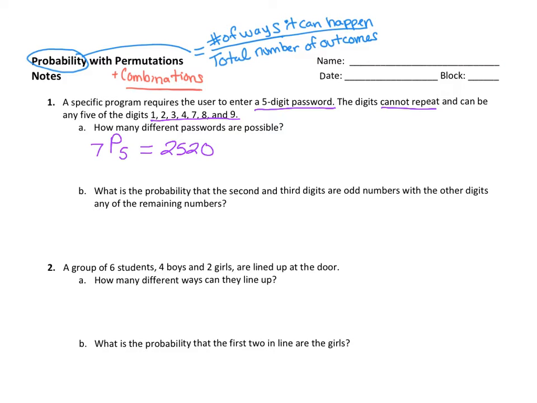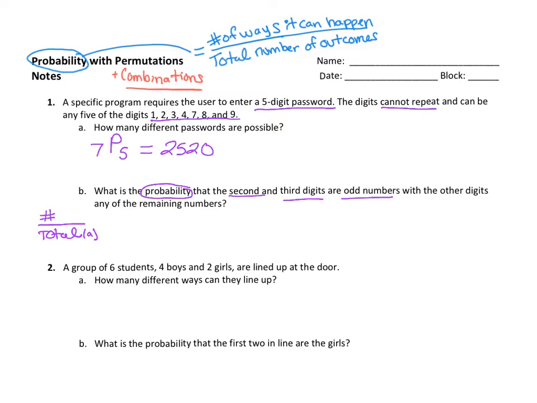Okay, so now this is part B, where I'm going to find the probability. So probability, remember, is number of outcomes over the total. So I already have the total. My total is part A. So really, in part B, I'm going to find the top number, and then I'm going to divide to find the probability. So it says, what's the probability that the second and the third digit are odd with the other digits remaining any of the other remaining numbers?